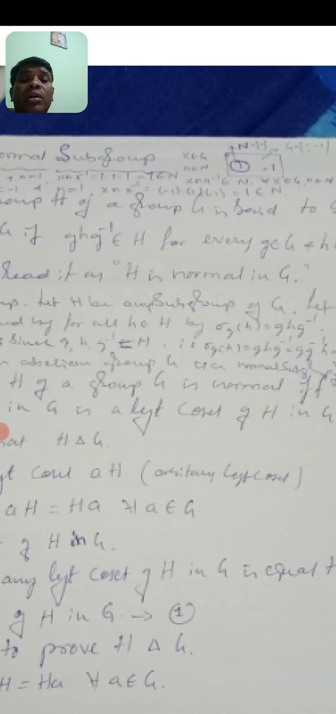Suppose you write a n a inverse belongs to N, where N is a subgroup, and for all a belongs to G. Not only g h g inverse belongs to H. In some books we see a n a inverse belongs to N for all a belongs to G and small n belongs to capital N, where capital N is a subgroup of G.